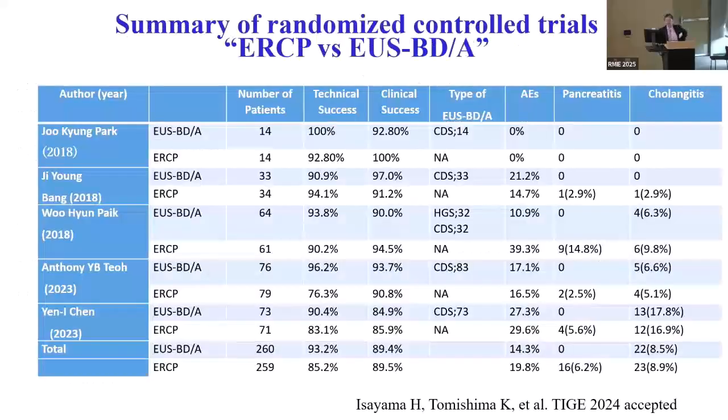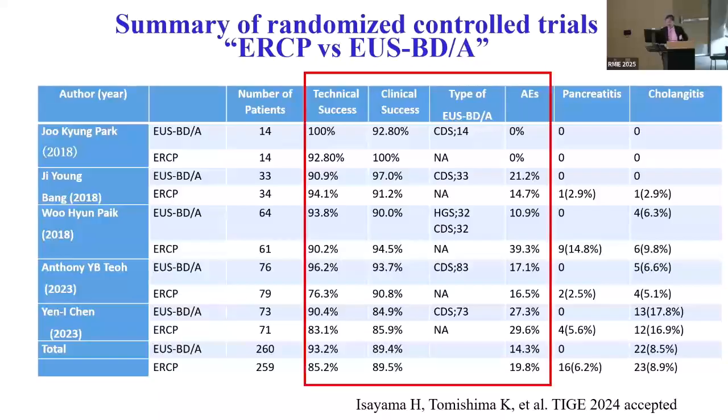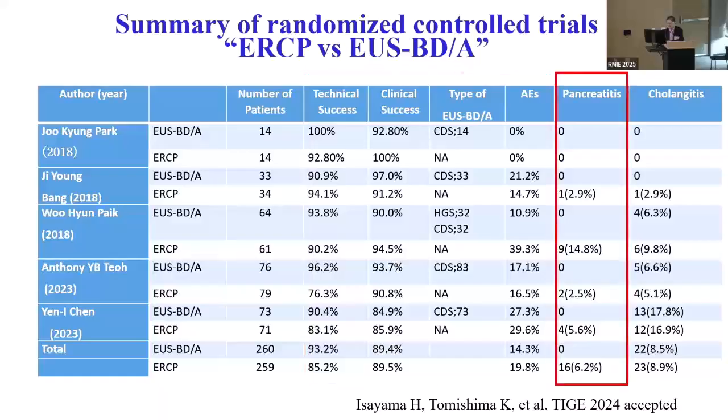This is our recent review of the ESBDA. The technical and the clinical success is comparable between the ESBDA and ERCP. And it is a very important thing: acceptable adverse event rate, and especially no pancreatitis. So continuous transpapillary procedure cannot avoid post-ERCP pancreatitis permanently. But by a transmural approach, we can avoid pancreatitis.